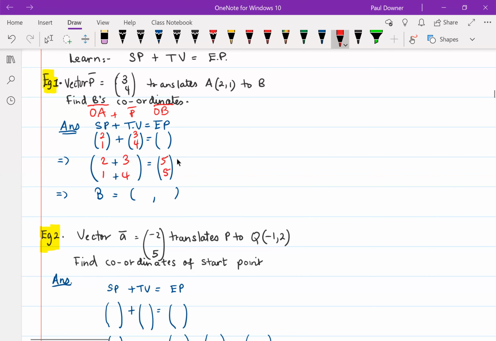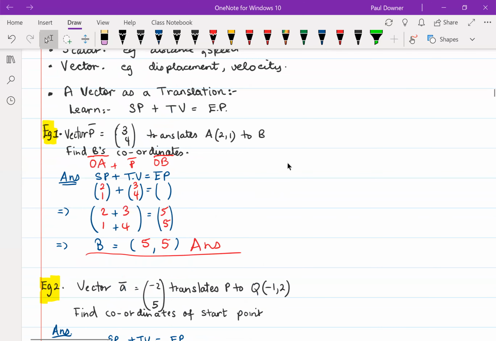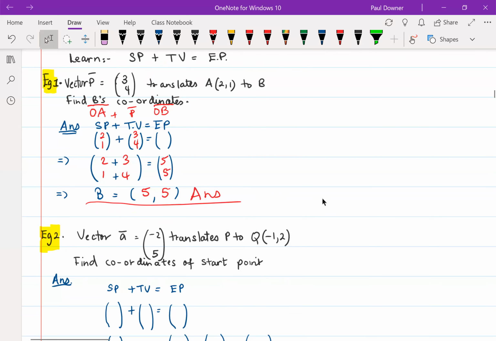But notice they did not ask us for the position vector OB. They asked us for B's coordinates. That means we have to convert our component form of the position vector OB to the coordinate or horizontal form for the point B. So we write it in this manner. Only when you do that are you going to get your full marks. If anything other than that, you wouldn't get your full marks. So remember to do that conversion. That's one way they could ask you about vectors as a translation.